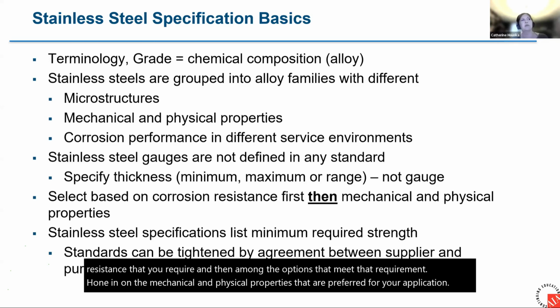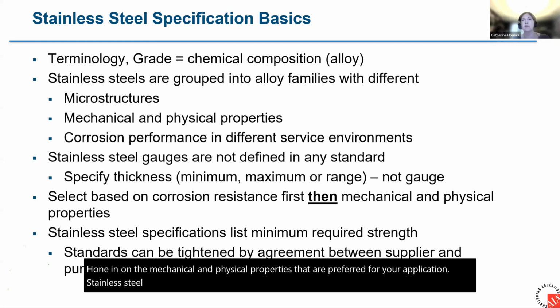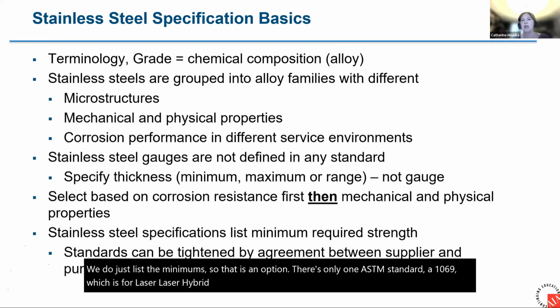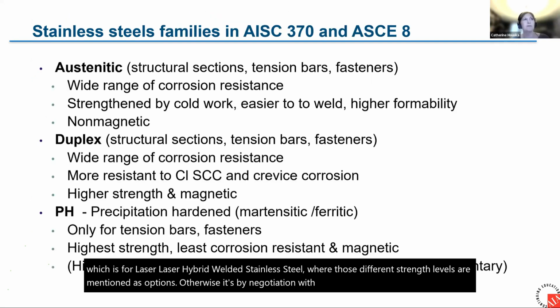Stainless steel specifications list the minimum required strength. It is possible in some instances to obtain higher strength levels, because we do just list the minimums. So that is an option. There's only one ASTM standard, A1069, which is for laser and laser hybrid welded stainless steel, where those different strength levels are mentioned as options. Otherwise, it's by negotiation with the producer.